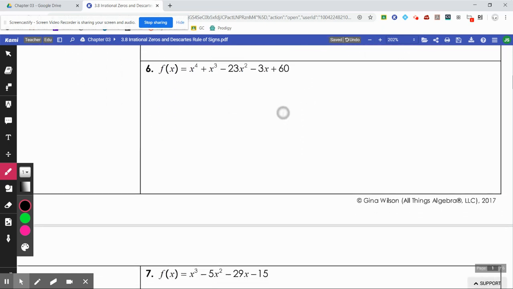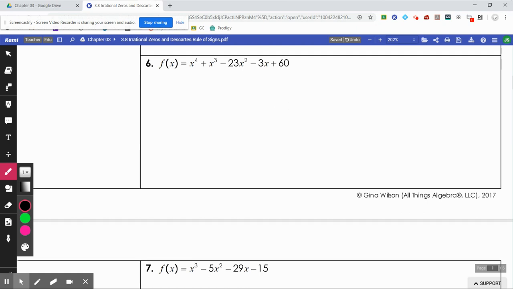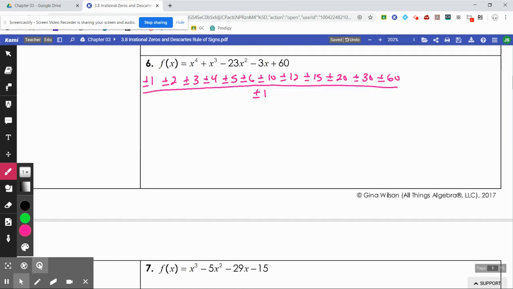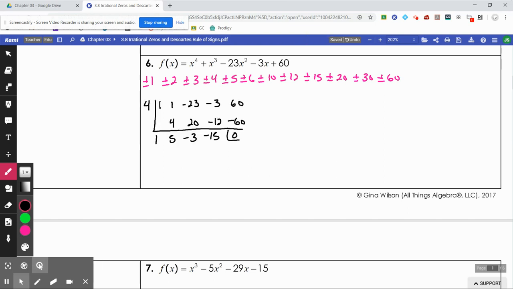Number 6, I'm going to list all of my possible rational roots first. So you see all the factors of 60 on top, which there are a bunch, over all the factors. Luckily, this is 1. So your possible rational roots are these. Again, test and try to find one of these values that work. That will probably take a while. Here you see that positive 4 was one of the ones that worked.